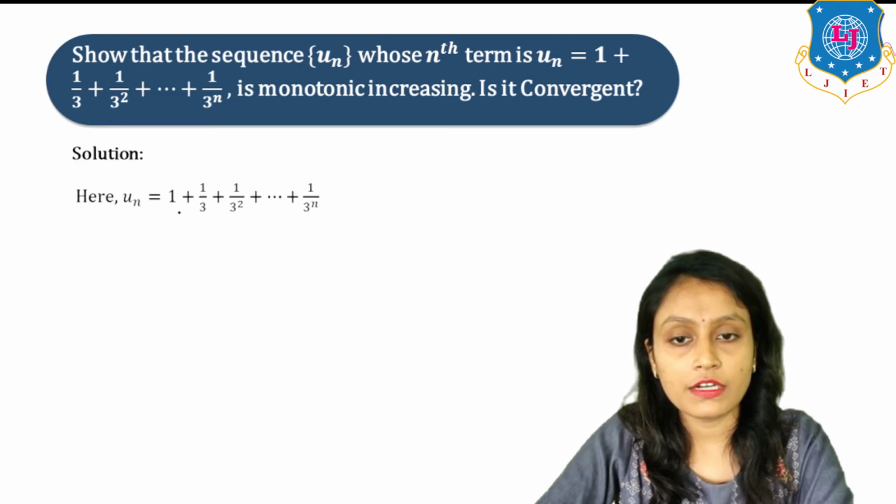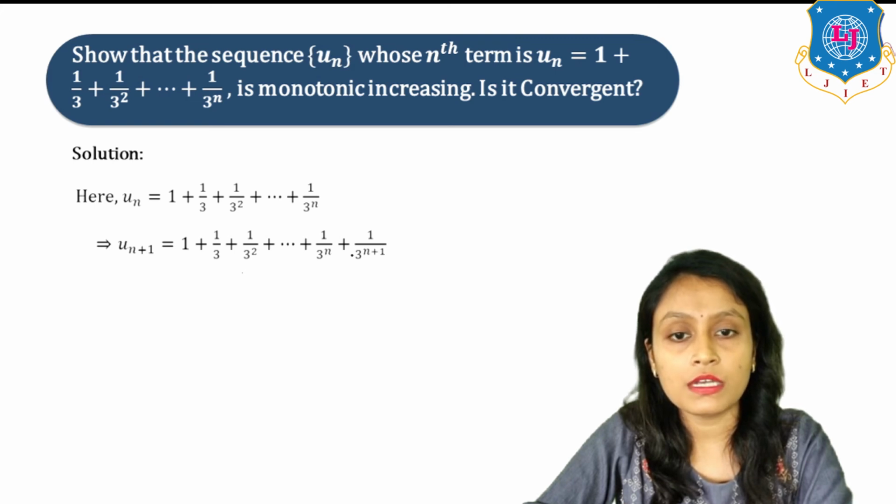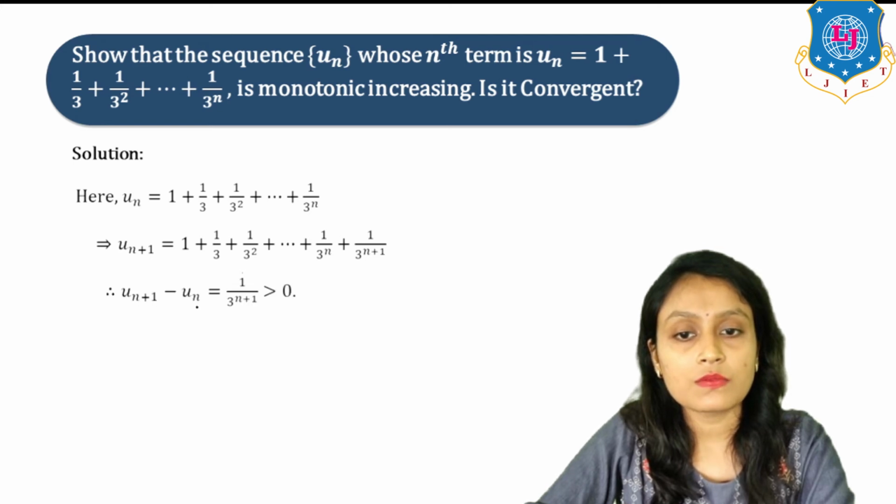Here un is given as 1 plus 1 upon 3 plus 1 upon 3 square plus and so on up to 1 upon 3 raised to n. Now we will find un plus 1. So it is 1 plus 1 upon 3 plus 1 upon 3 square and so on, plus up to 1 upon 3 raised to n, plus this n plus 1th term, that is 1 upon 3 raised to n plus 1. Now we will find un plus 1 minus un.